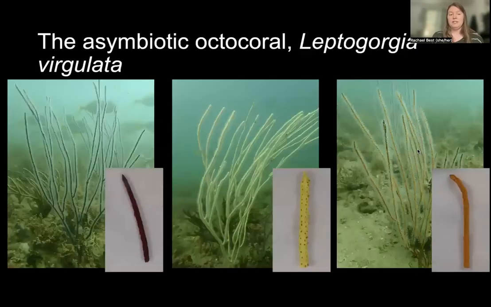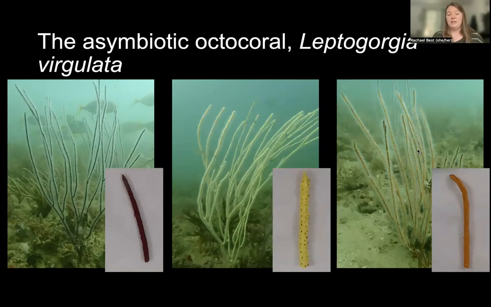And so I wanted to look at this using the asymbiotic octocoral Leptogorgia virgulata. This species is a predominant habitat builder on limestone reefs in the Gulf of Mexico, as well as along the east coast of the United States and the Atlantic. And this species can come in three predominant color morphs, shown here: magenta, yellow, and orange.